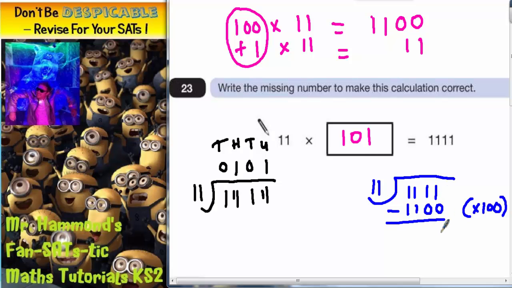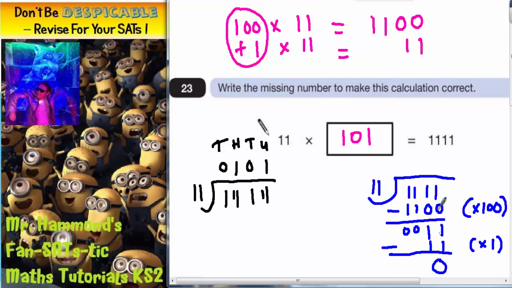So 1 take away nothing is 1. 1 take away nothing is 1. 1 take away 1 is 0. And 1 take away 1 is 0. So we're actually down to just 11. So what chunk of 11s can I subtract from 11? It's just 1 chunk of 11, isn't it? So 1 chunk of 11 is 11. Take that away. 11 take away 11 is 0.